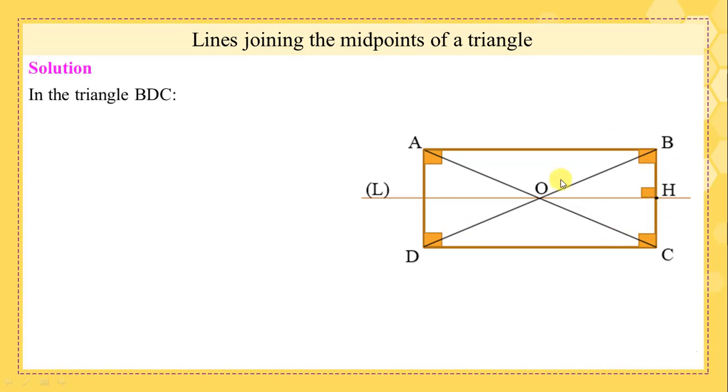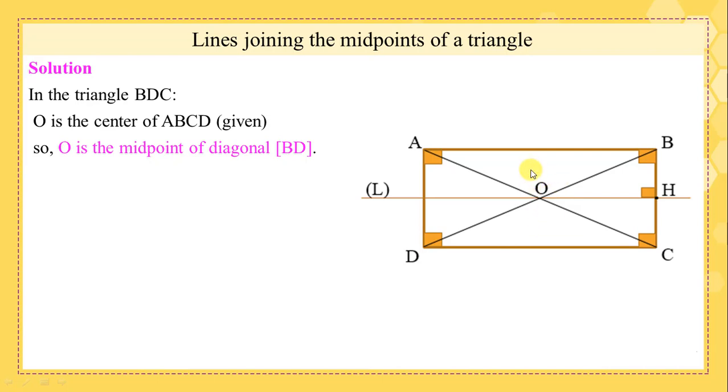So in triangle BDC, what do we have? Let's remember, in order to apply midline theorem, we need a midpoint of the first side, a line passing through this midpoint and parallel to the second side, and we will get that this line passes through the midpoint of the third side. Where is the first midpoint here? Yes, we have O. O is the center of ABCD by given, then O is the midpoint of BD.